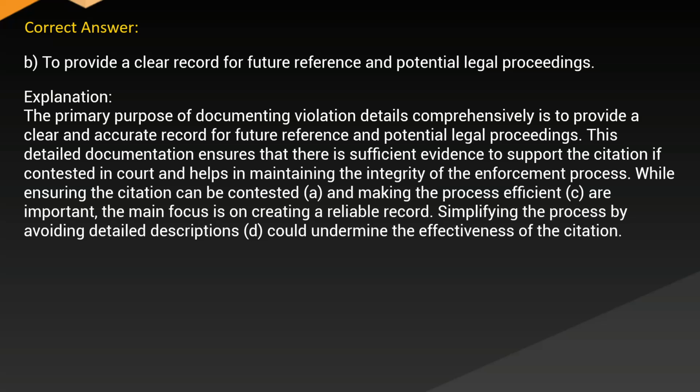Explanation. The primary purpose of documenting violation details comprehensively is to provide a clear and accurate record for future reference and potential legal proceedings. This detailed documentation ensures that there is sufficient evidence to support the citation if contested in court and helps in maintaining the integrity of the enforcement process, while ensuring the citation can be contested, A, and making the process efficient, C, are important.